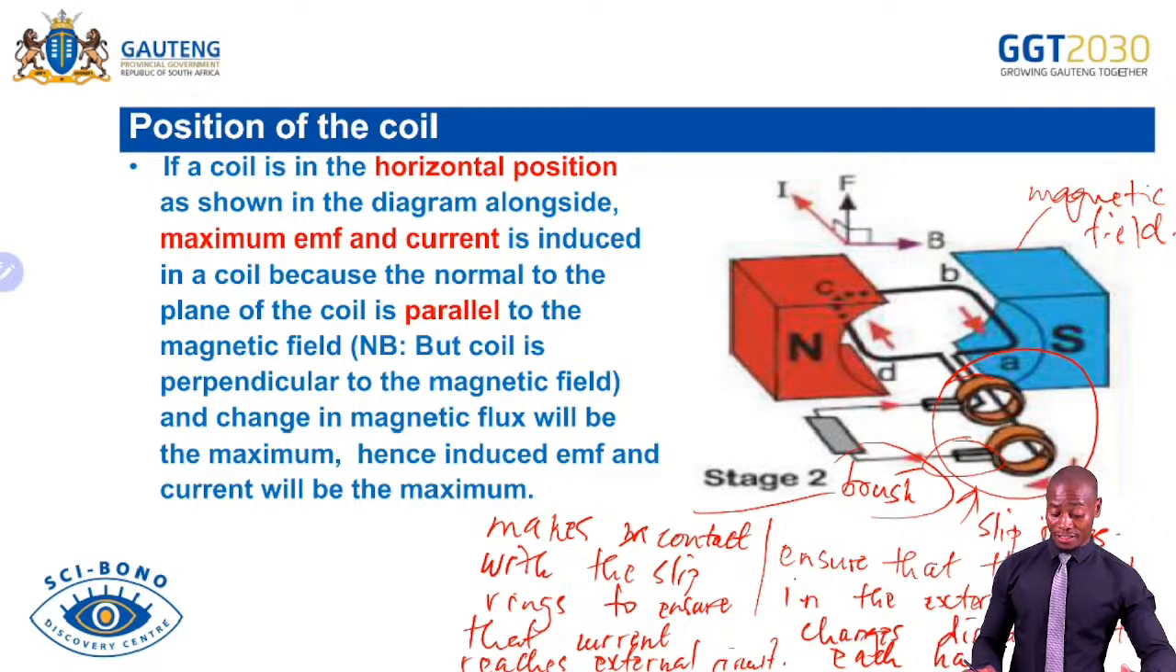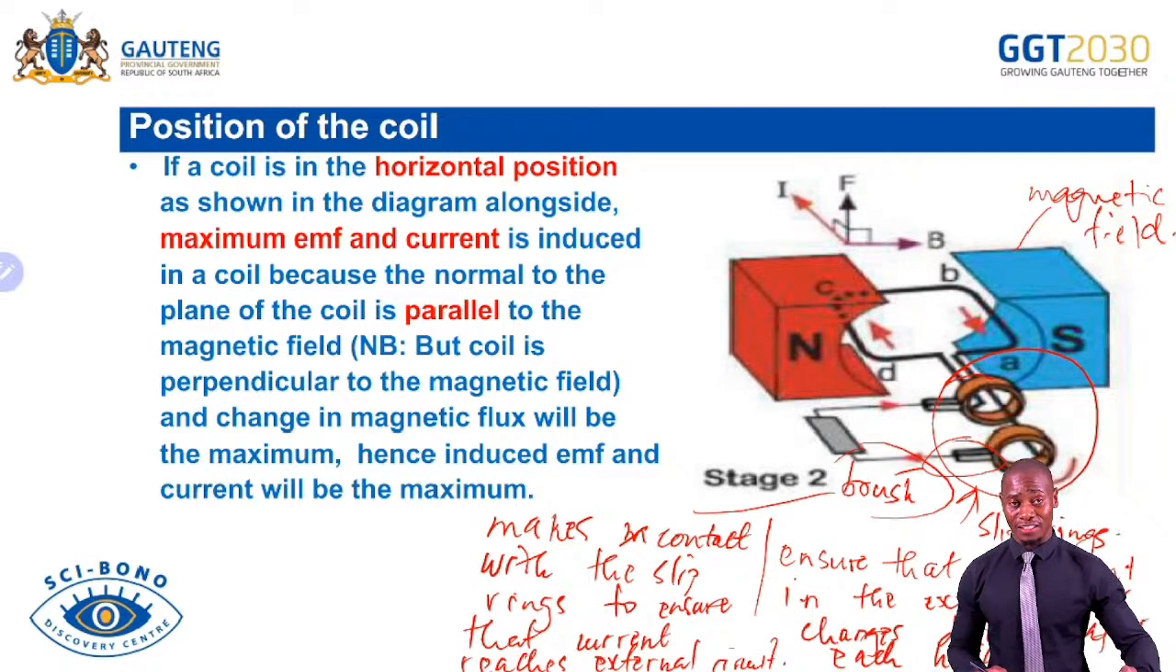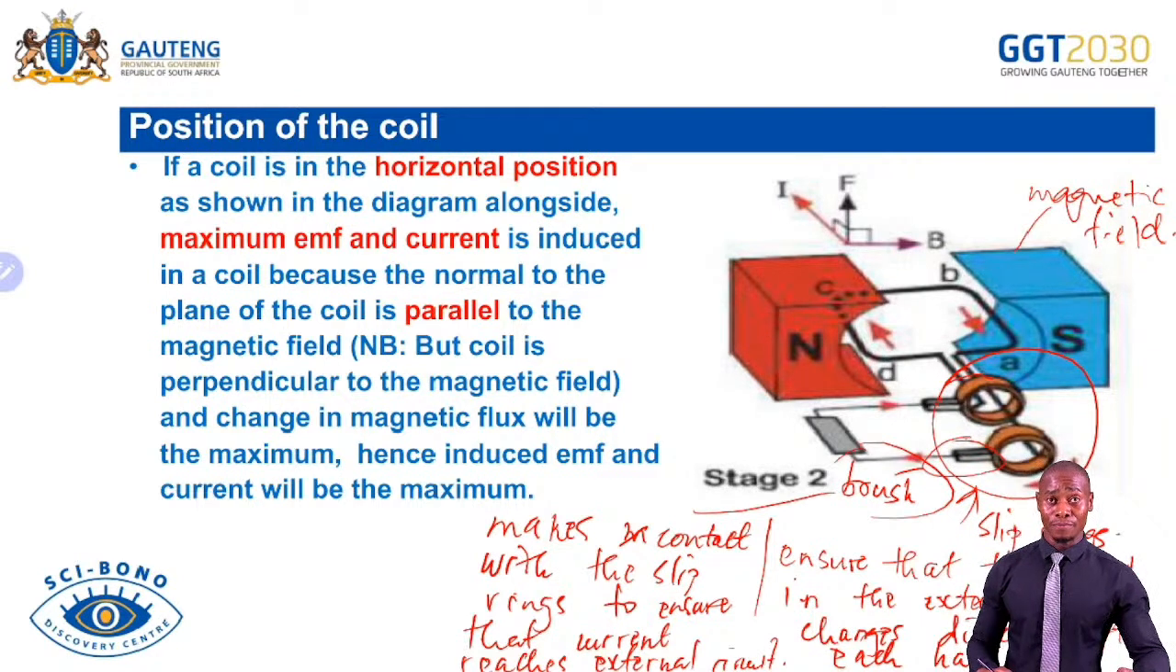For example, let's check this diagram alongside. The coil, you can see, is in the horizontal position. If the coil is in the horizontal position as shown in the diagram alongside, you should know that maximum EMF or maximum current is induced in that coil. And again, you need to know why maximum EMF is induced.